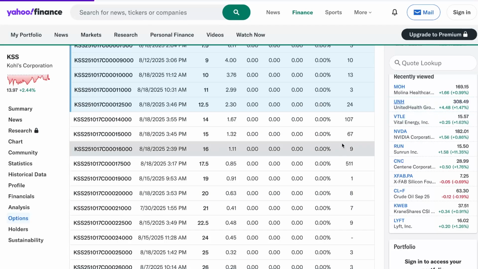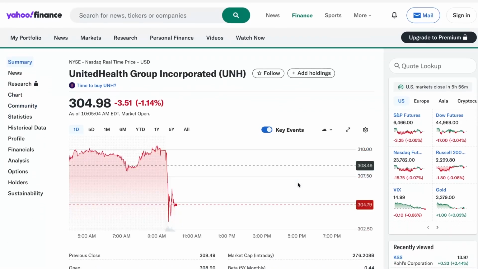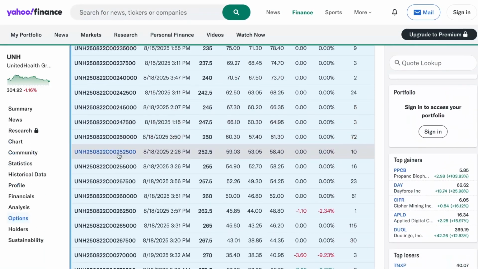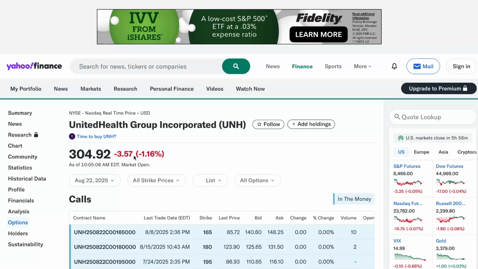For example, I own UNH. I'm not looking to sell a covered call on UNH at a $320 strike price or something like that, because I don't want to sell UNH at $320. That's not a fit for my investing strategy. It might work for someone else, but I don't want to sell off my potential upside here.